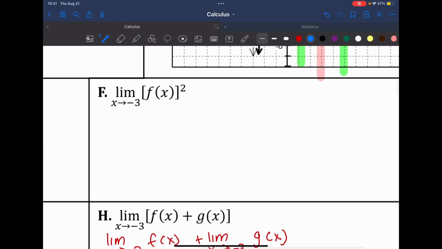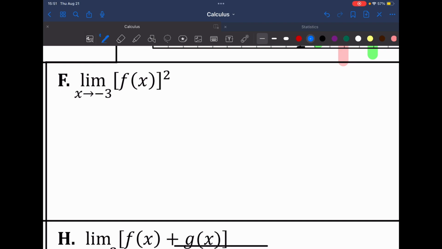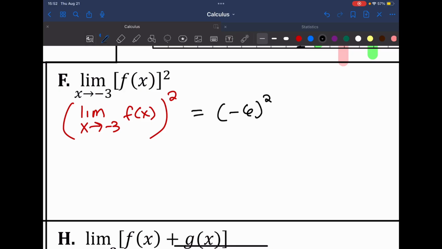Now looking at f, this is the power rule. So I can actually do the limit as x approaches negative 3 of f of x, and instead of just raising the function to the power of 2, I can raise the entire limit to the power of 2. So when I solve that, I get negative 6 squared, which is 36.